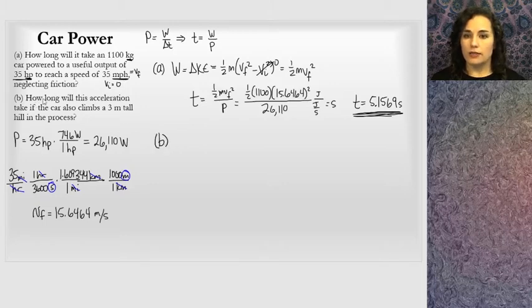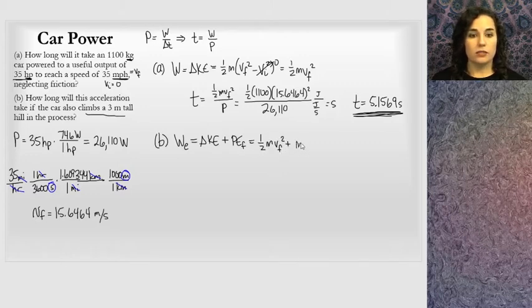The second part asks, how long will this acceleration take if the car also climbs a 3-meter tall hill in the process? So it looks like the work done here by the engine is going to not only cause some sort of change in kinetic energy, but also gives some final potential energy, right? It makes it go up the hill, some change in potential energy. So the work done by the engine is going to be the 1/2 mv final squared plus mgh, that additional energy needed to make it go up a hill.